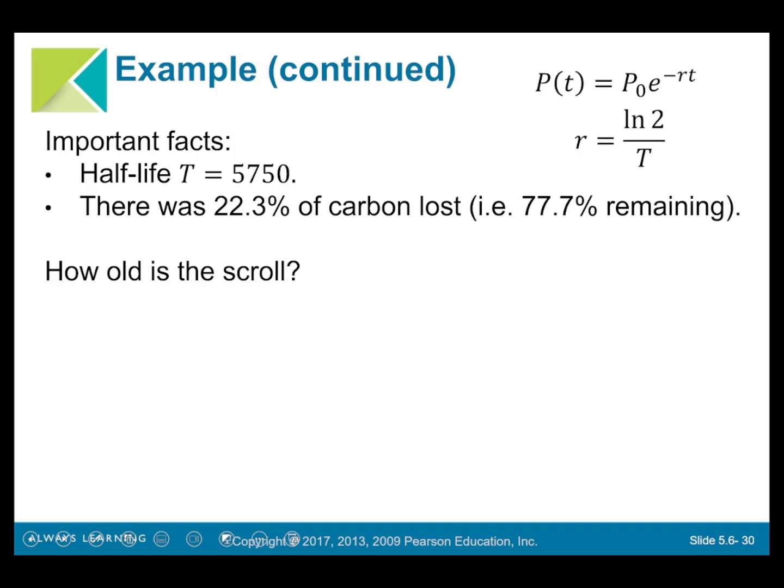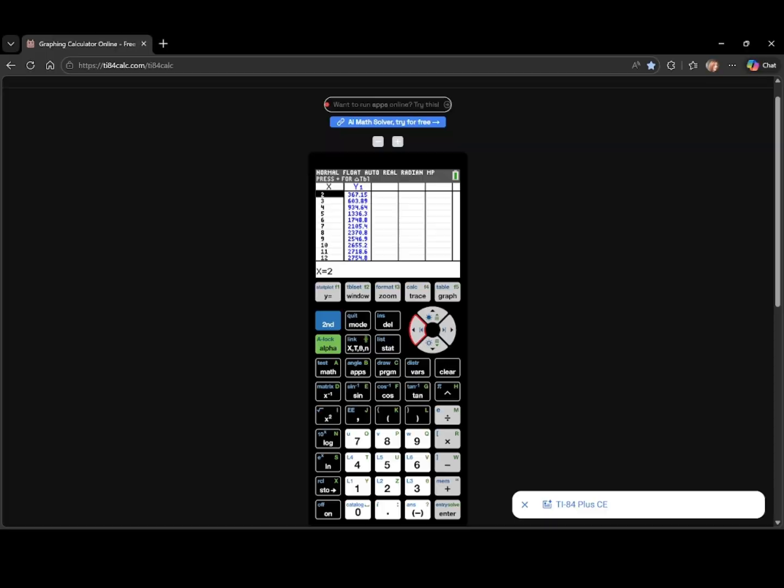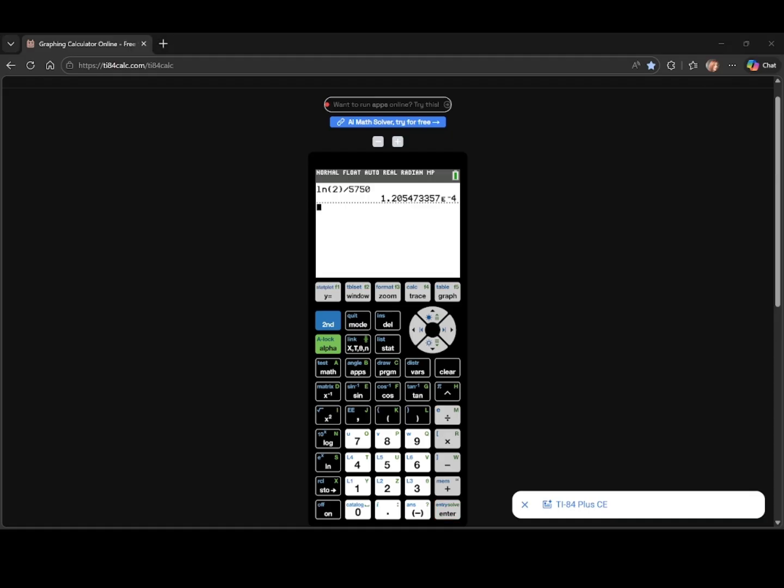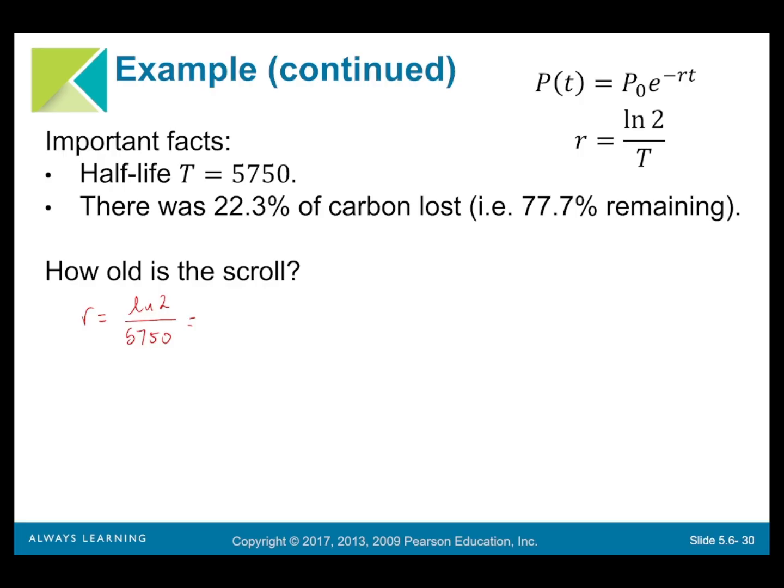So first off, let's use that half-life and find our rate R. R is, of course, ln of 2 divided by 5750. So we're going to start there, and we'll go to our calculator and find that first. So ln of 2 divided by 5750. Now, this comes out as 1.205 e negative 4. So let's write that down, and you'll see how we want to handle this.